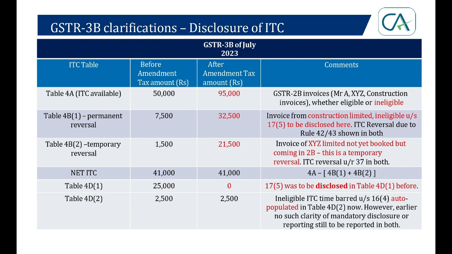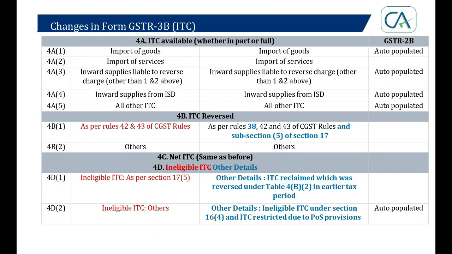So your net ITC will always stay the same. Now table 4D1, sir, let's see in the earlier manner of filing, 4D1, which is ineligible ITC, was just disclosure. Earlier, block credit we just had to disclose, with no element to add in 4C, no element to subtract in 4C, just as a matter of disclosure. But now, sir, do we need to double disclose?